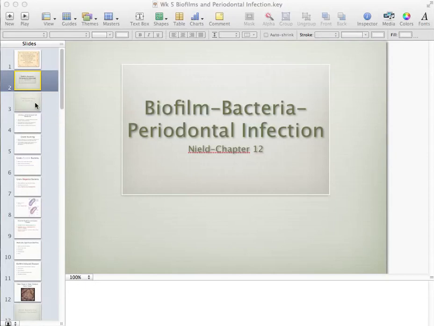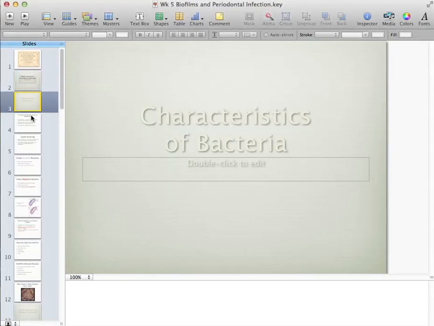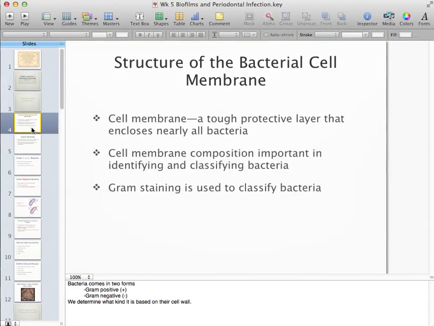PowerPoint, we're talking more about the bacteria associated with periodontal infections. So, characteristics of bacteria. Structure of the bacterial cell membrane. Well, let's break it down. You have a cell membrane, which is a tough protective layer that encloses the bacteria. Its composition is important because it helps us identify what kind of bacteria it is.